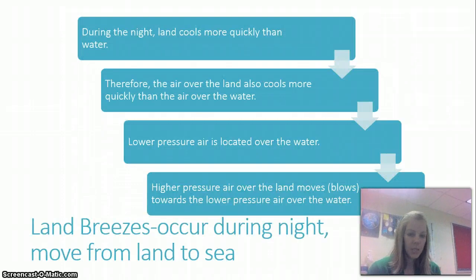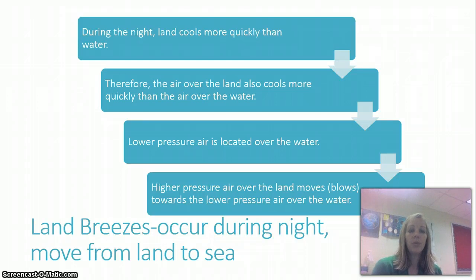Now, land breezes. I'm not going to break this up separately because it's basically the opposite of a sea breeze. Land breezes occur during the nighttime. They move from the land to the sea. During the night, the land cools more quickly. So we learned that also from the sand and water demonstration the other day.